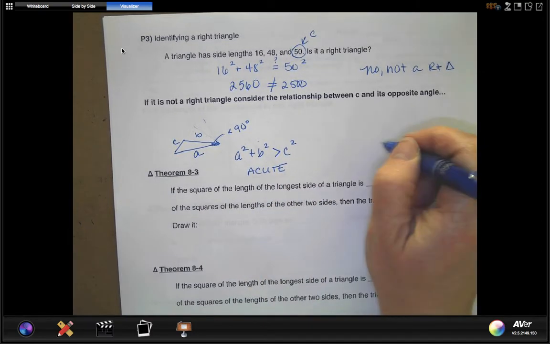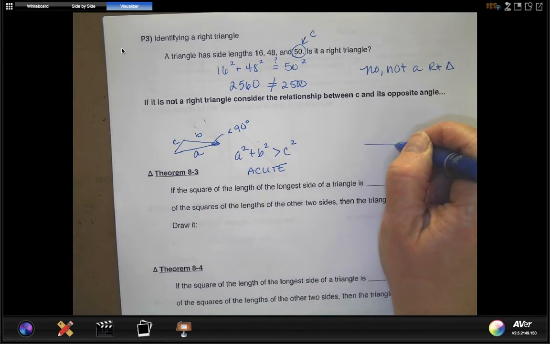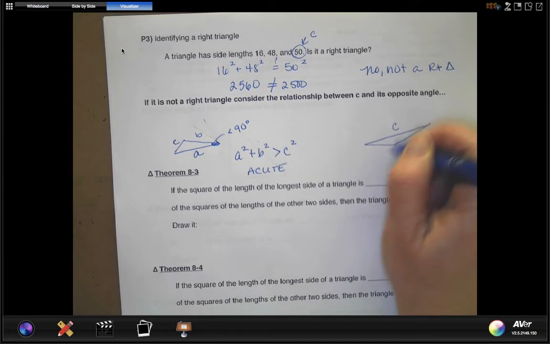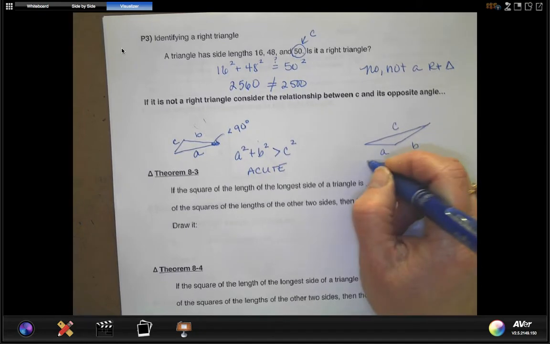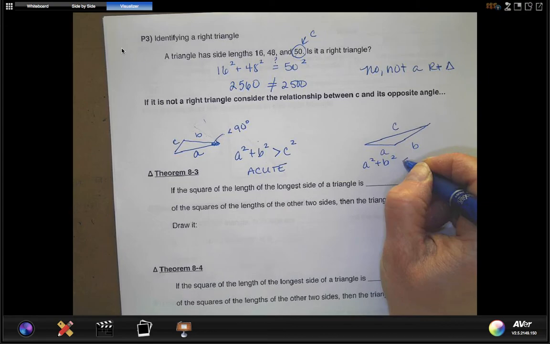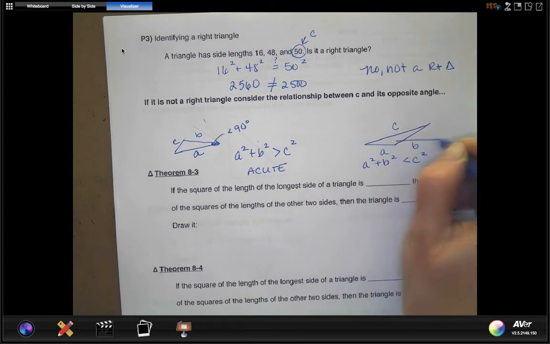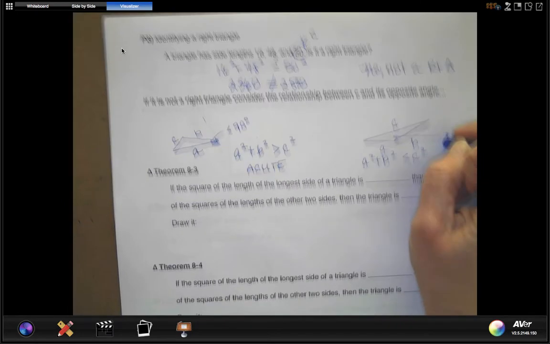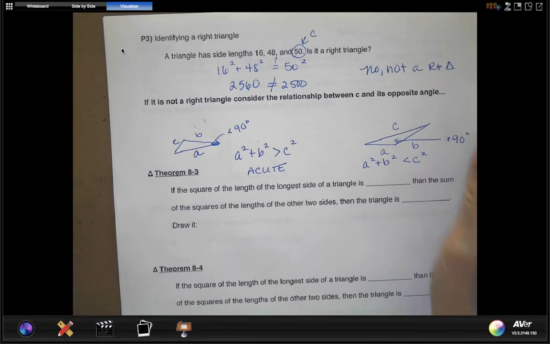So if this happens, then my triangle is going to end up being acute. If the other way happens, so now let me make an angle that's bigger. So if this happens, when I do my A squared plus my B squared, that's actually going to end up being less than. So again, if I make this angle greater over here than 90, then when I add up A squared plus B squared, it's going to be smaller than C squared. Okay? So that leads us into two theorems.